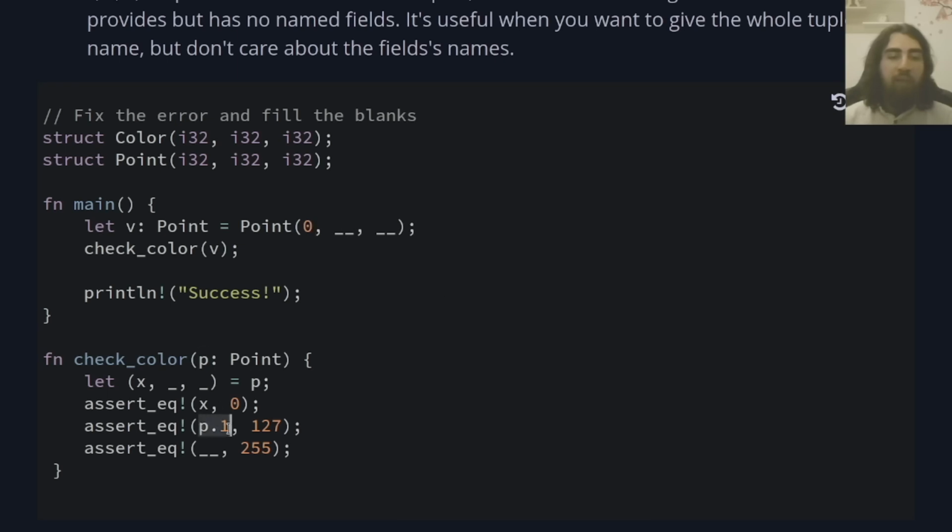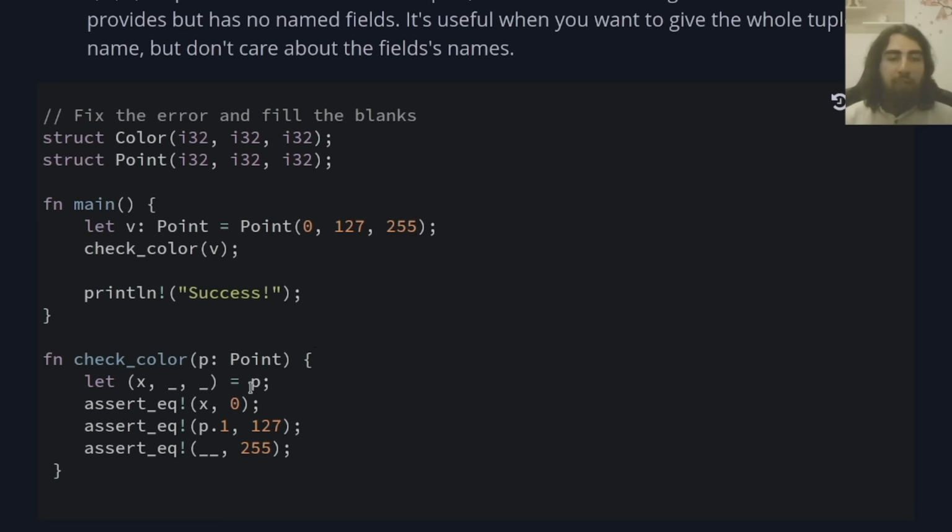Then the p.1 field, and as you can see, we are accessing the fields in the tuple struct like we would access elements in a normal tuple using this syntax. So over here we are accessing the second element, and this should hold 127. So that means the last element should hold 255.